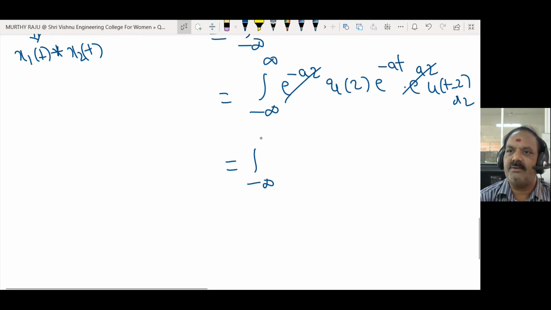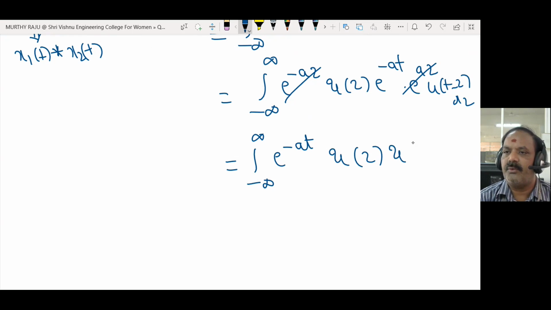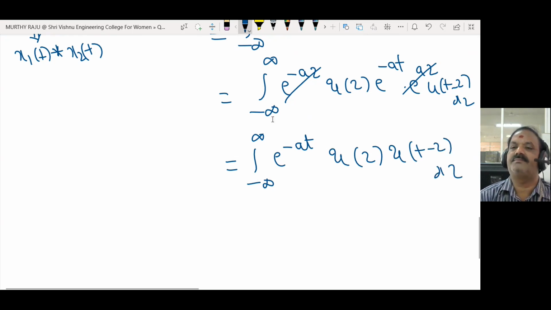The integral from minus infinity to plus infinity of e power minus at, u of tau, u of t minus tau d tau. Now you have to calculate this product value, u of tau and u of t minus tau.